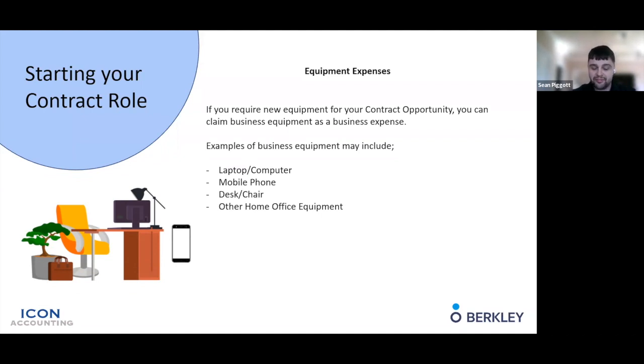It can be a desk or a chair, which is something we all had to familiarize ourselves with if we weren't set up with a home office. I know myself personally, I definitely wasn't, but you can go and get your desk, get your chair, and other home office equipment that's required to carry out your role is also considered a business expense. So I'd again take advantage of it wherever possible.